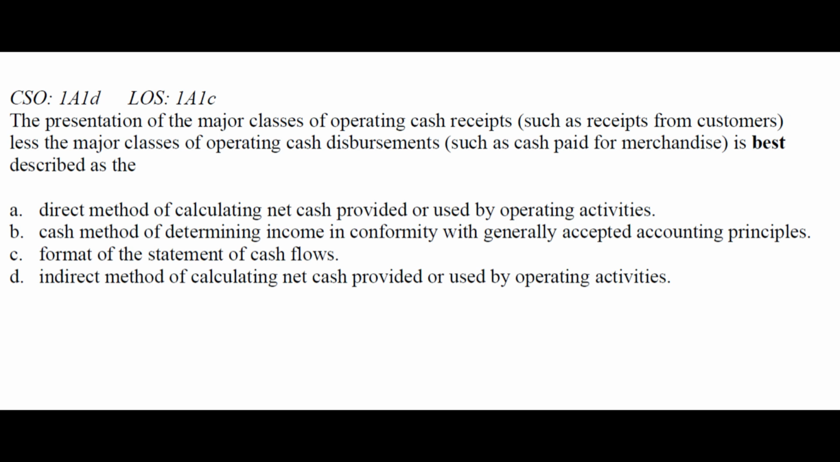Exam tip. To distinguish the two methods: the direct method reports actual cash receipts and cash payments, cash collected from customers, cash paid to suppliers, cash paid to employees. The indirect method starts with net income and adjusts for non-cash expenses, e.g., depreciation, gains and losses, changes in working capital. A useful memory aid is: direct equals direct cash receipts and cash payments. Indirect equals indirect reconciliation from net income to operating cash flow. Therefore, the description in the question clearly refers to the direct method, making A the correct answer.